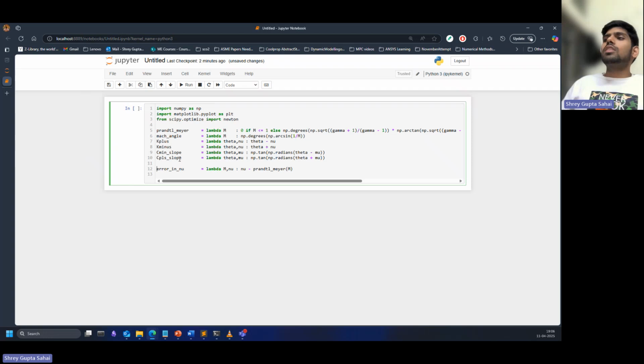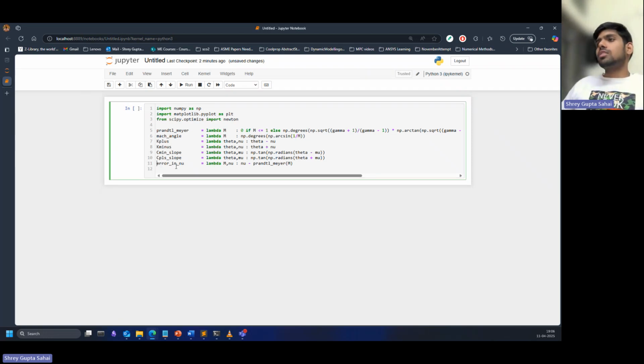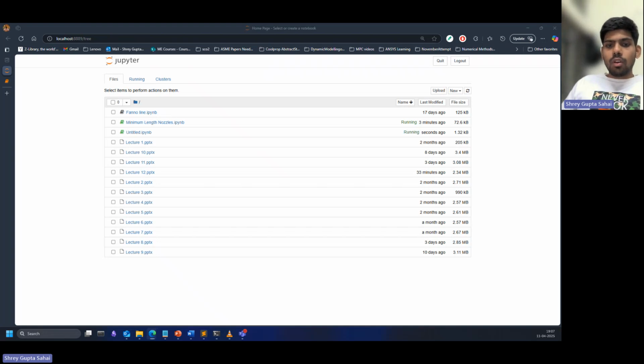One more thing is that for a given nu value, we want to find a Mach number. For that, we're going to use this helping function of error in nu. So for a given guess of Mach number, we'll have a nu value, and we'll see how far away we are from our nu. Guess is the Mach number. Nu is the value that we need. We want to guess the Mach number for this nu.